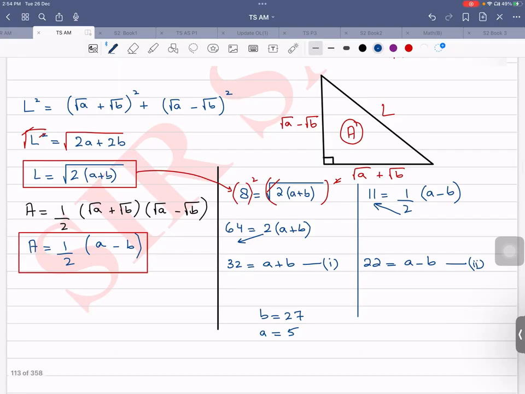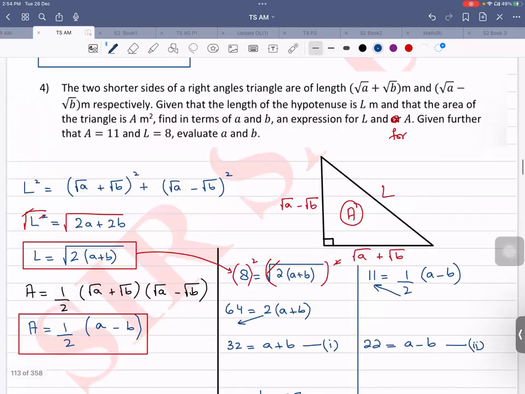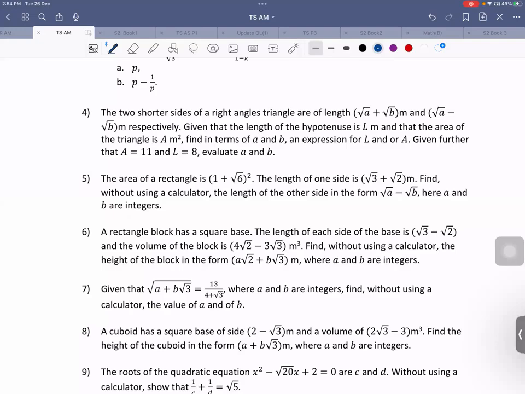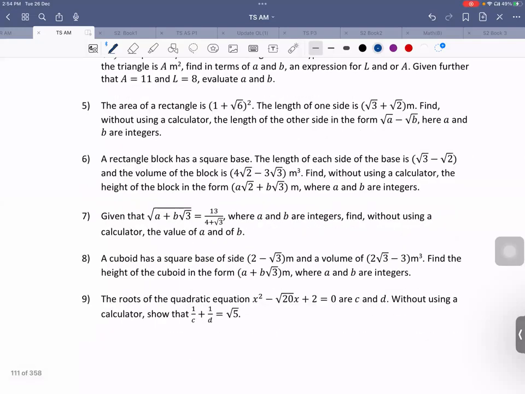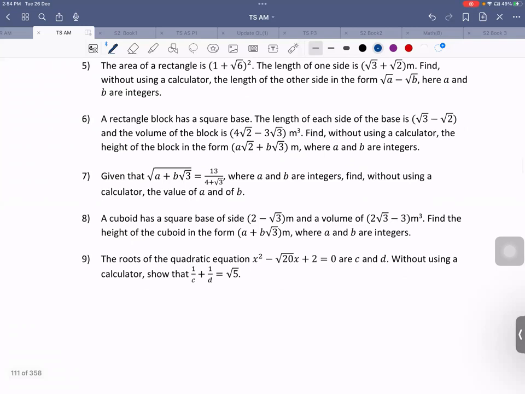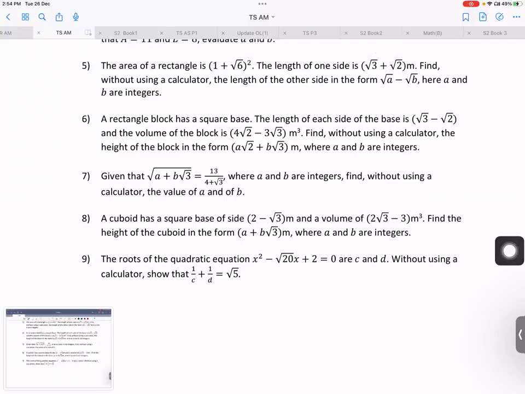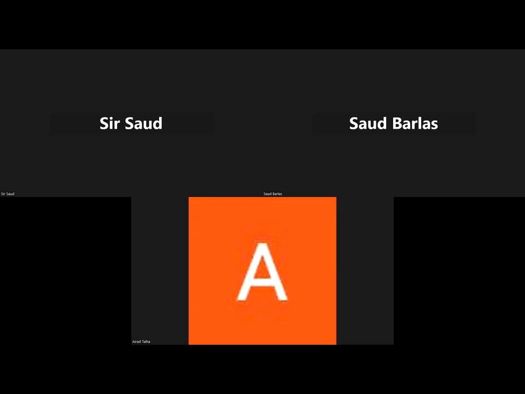Next question. Not question 5, yes, question number 6. Sir, I checked the answers of the book as well, but the book is saying that A is 27 and B is 5. I'm getting the opposite answer.